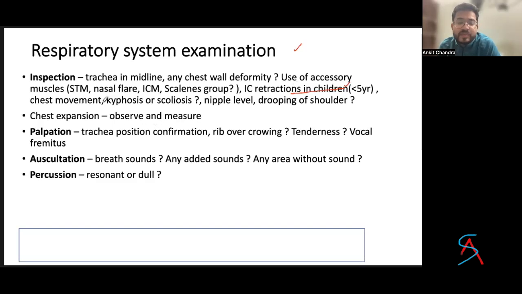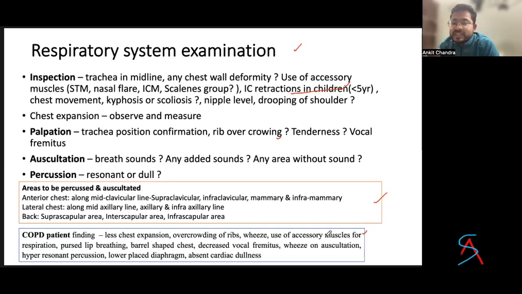Look at any chest movements, whether there's any kyphosis, scoliosis, nipple level, drooping of shoulders or not. Look at the chest expansion, observe and measure how much the chest expansion is. Look at the trachea position, confirmation. Rib overcrowding you can find in COPD, whether there is any tenderness or vocal parameters. Look for breath sounds, any added sound or any area without sound. Percussion you can see resonant or dull.